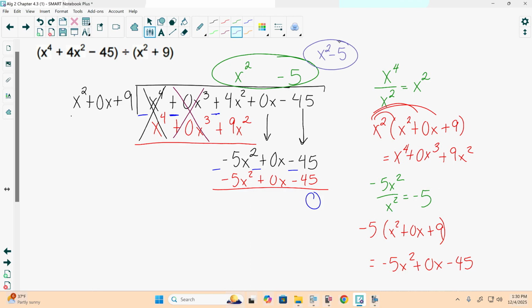So really x squared plus 9 and x squared minus 5, if we multiply those together, we get x to the fourth plus 4x squared minus 45. But what do we think of long division? It's long. It's tedious.